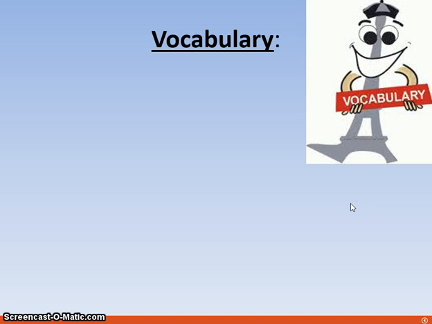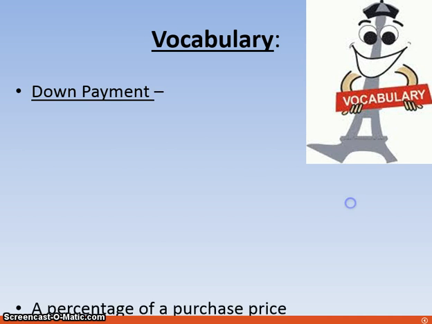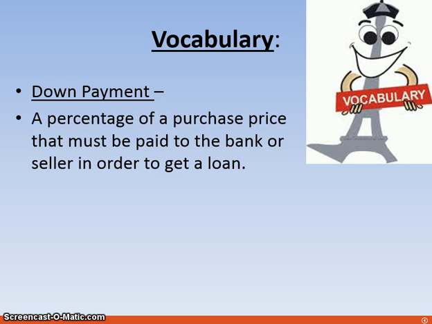In today's lesson, we're going to look at two important vocabulary words. The first is down payment. A down payment is a percentage of a purchase price that must be paid to the bank or seller in order to get a loan for the remaining amount. Notice the definition contains the word of. What does the word of indicate that we're going to have to do? That's right, the word of indicates multiplication. We will be taking a percentage times the purchase price in order to calculate the down payment.